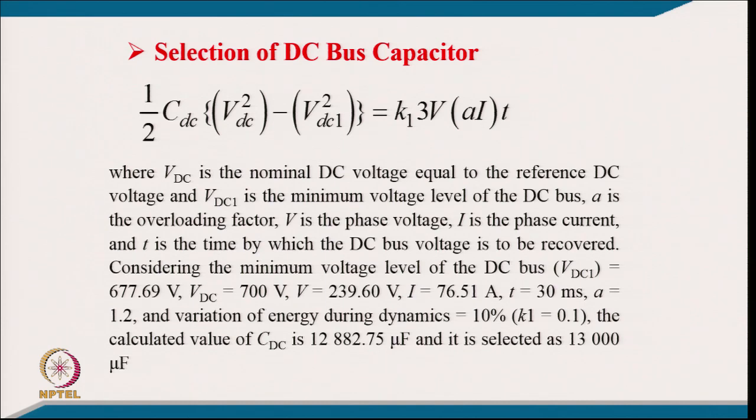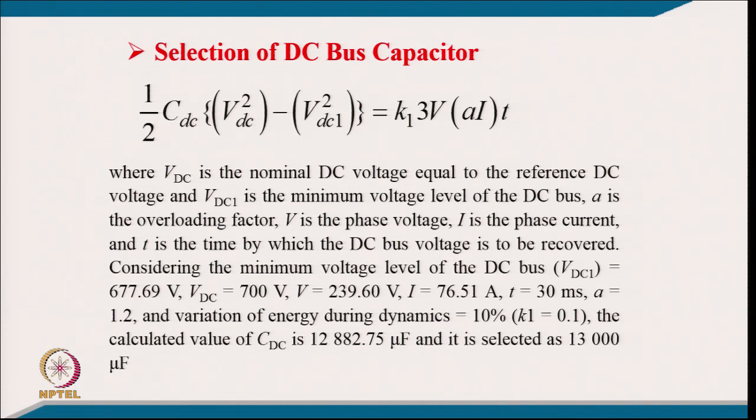So, based on this relation of energy, you can call it the energy storing and energy conservation formula, we just decide the value of the capacitor. Here VDC is the nominal DC link voltage, the reference DC voltage, and VDC1 is the minimum voltage level at the DC bus, A is the overloading factor, V is the phase voltage, I is the phase current, and T is the time by which the DC link voltage is to be recovered.